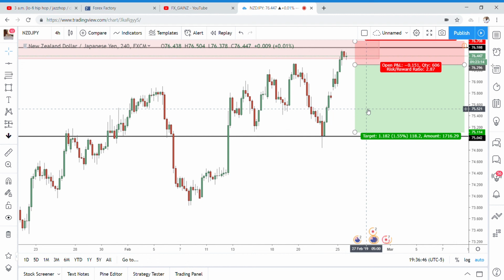So, I am short Australian dollar. I am short New Zealand dollar. I am long British pound New Zealand dollar. I am long euro New Zealand dollar. And I am long euro Australian dollar.